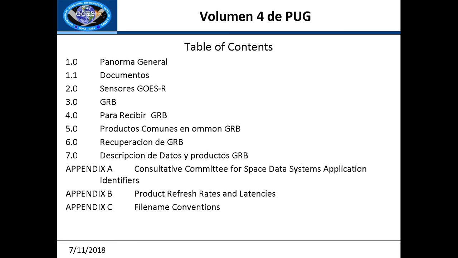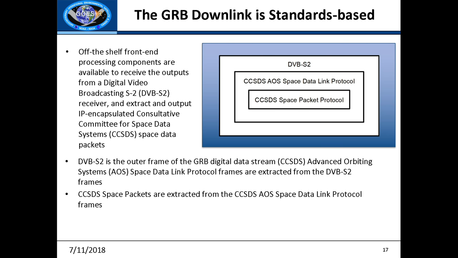So this is the way the document's structured. It has a lot of information in it. One thing that's interesting is I mentioned that the GRB downlink is standards-based, and it works in layers. So the off-the-shelf commercial front-end processing components are available to receive the outputs from a DVB S2 receiver, and then extract it and output IP encapsulated CCSDS based data packets.